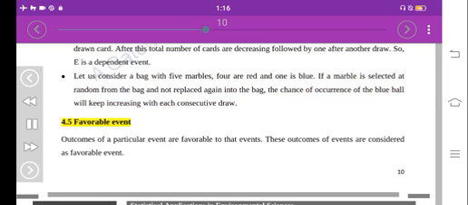4.5 Favorable event. Outcomes of a particular event are favorable to that event. These outcomes of events are considered as favorable events.